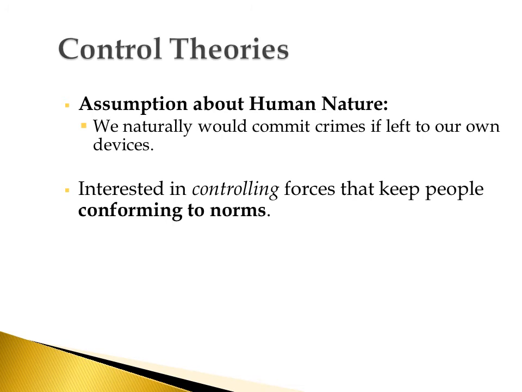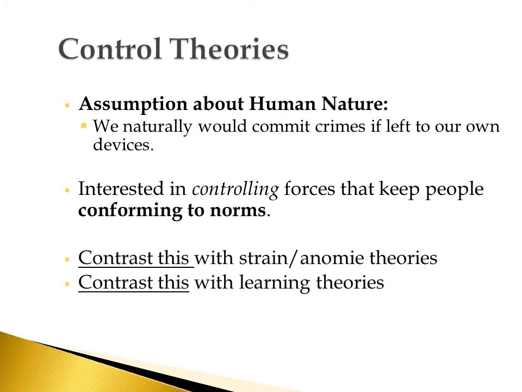So in control theory, the interest here is what are the controlling forces that keep most people conforming to norms? Most people don't commit a lot of crime on a daily basis, at least not a lot of serious crime. And the interest here is what keeps so many people from committing crime, from conforming to norms, and what causes and allows other people to be free of those norms and commit crime. So in control theories, they're really asking two fairly similar questions. What causes people to conform, and what frees people to commit crime?